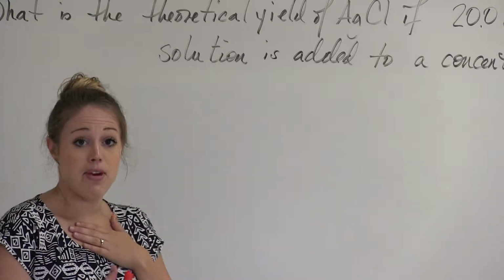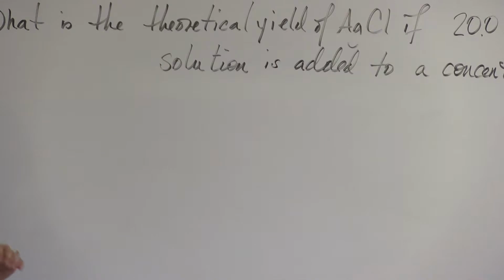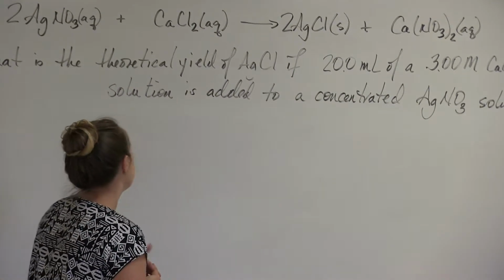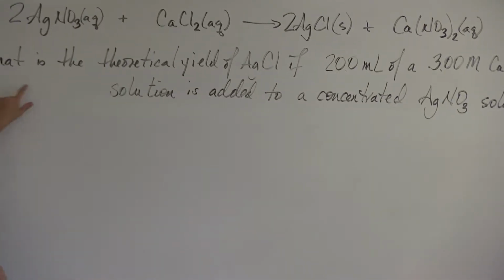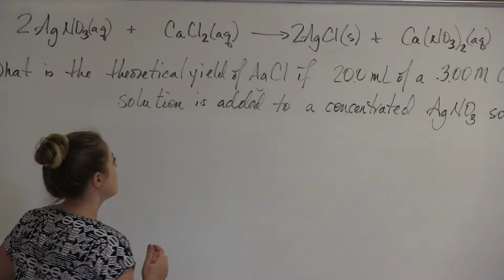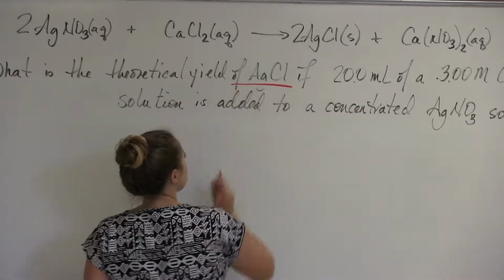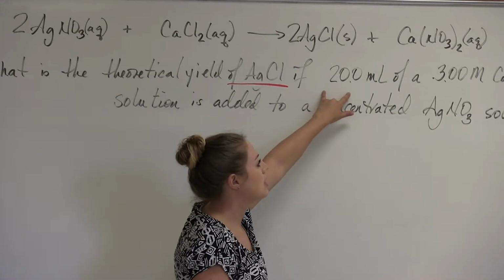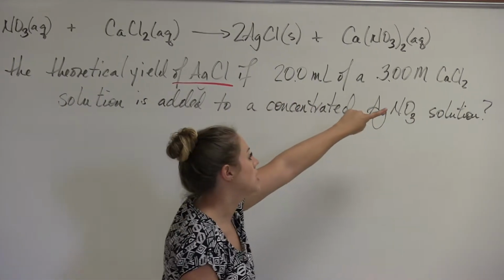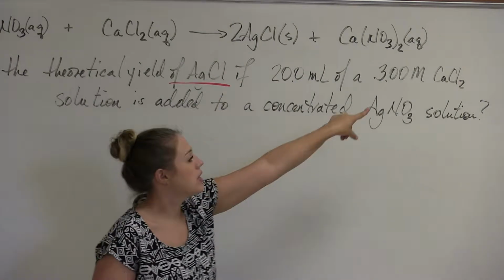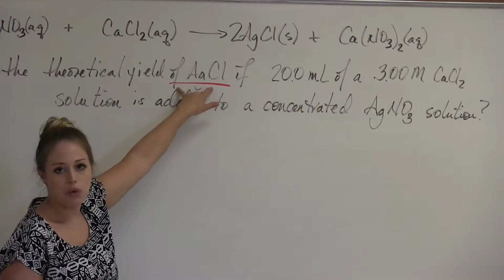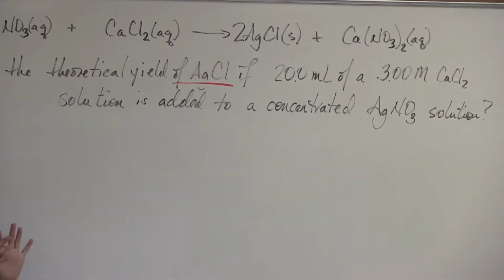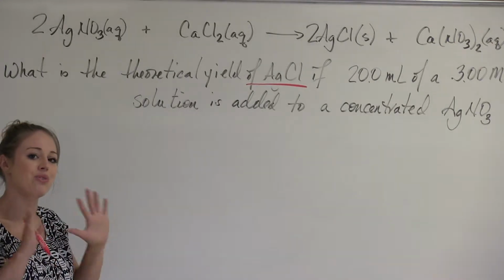So if we look at the problem up here on the board, we've got a reaction with silver nitrate and calcium chloride, and we're forming silver chloride and calcium nitrate. So what we want to know is, what is the theoretical yield of silver chloride? So we want to know the mass of silver chloride produced if we have 20 milliliters of a 3 molar calcium chloride solution. Notice this is calcium chloride, this is silver chloride. They're not the same compounds, so we can't just use the dilution M1V1 equals M2V2 to calculate our unknown, because they're not the same.